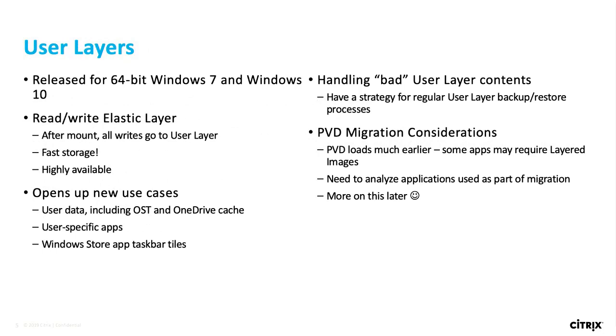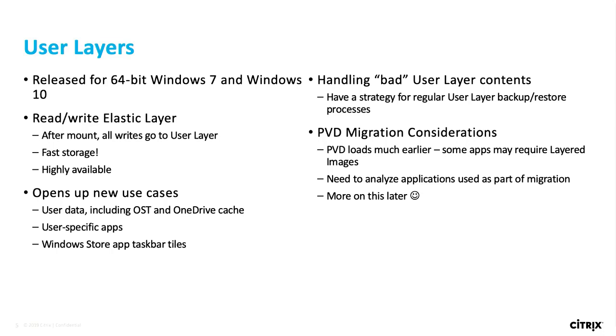All right, something I'm sure you've all been chomping at the bit to use, or have already started deploying. Since we last spoke, user layers were still in labs, so we didn't have much to comment on. But since then, they've been GA'd for 64-bit Windows 7 as well as Windows 10. This is essentially just a read-write elastic layer. It's mounted at logon, and after that mount process, all writes go to the user layer, not just the writes in the user's context. Really keep that in mind, because on the PVS side, you're hardly going to see your cache getting touched.